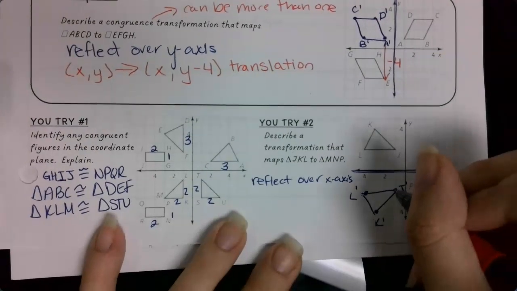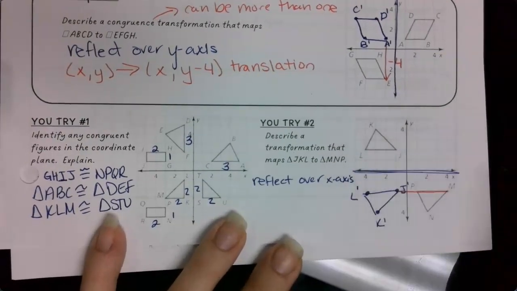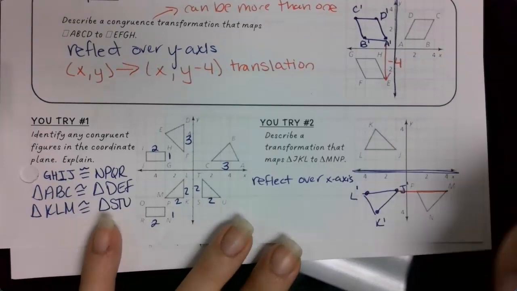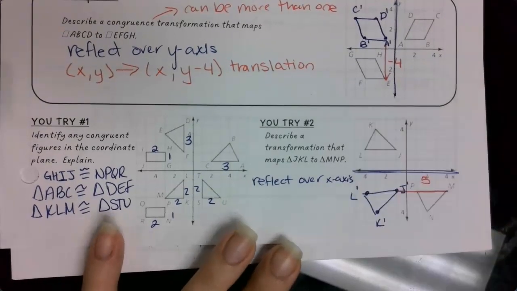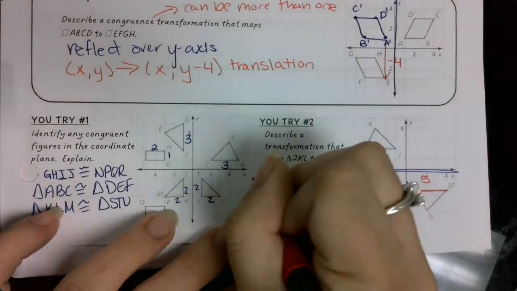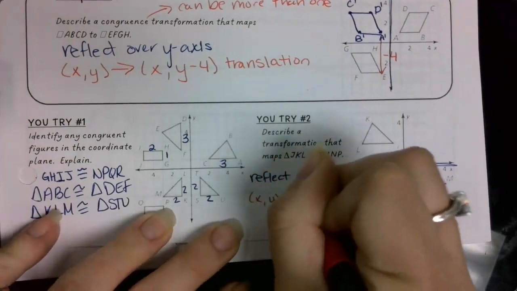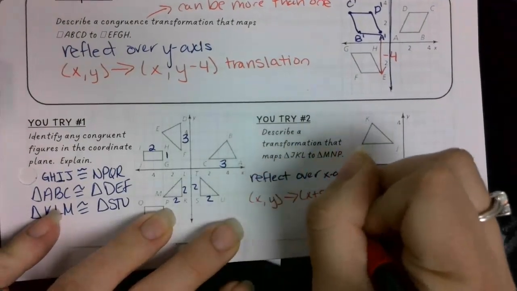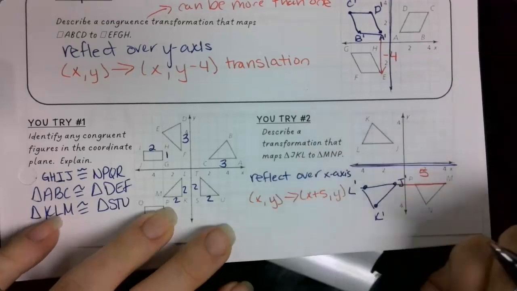And then J is 5 away from M. So this transformation is going to be (x, y) goes to (x plus 5, y) because I added 5 to my x value.